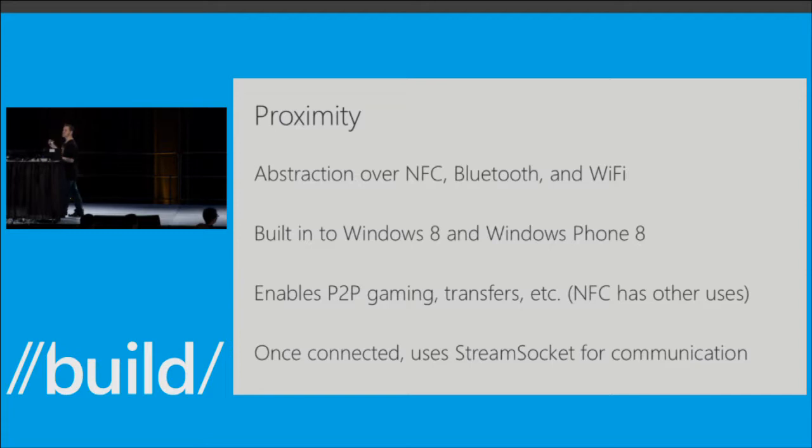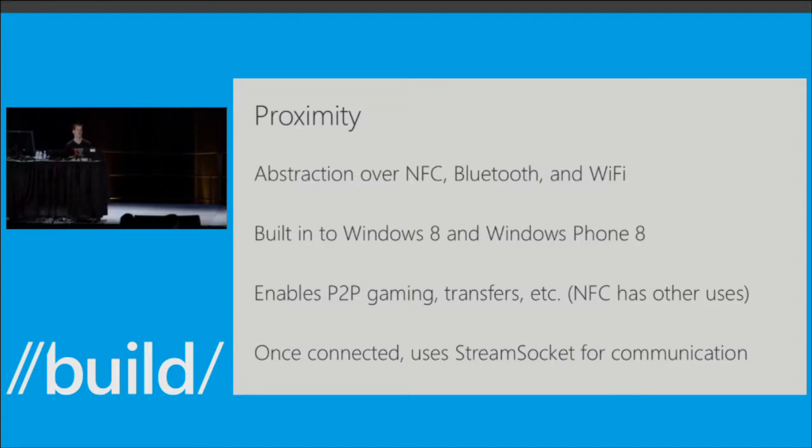NFC as a specific technology has other uses. You can read and write tags, for example. In some countries, you can pay for goods and services with it. Sean McKenna, who's sitting in the back, will talk a little bit about this in his talk later on. But we're not going to look at those NFC-specific scenarios. We're just going to talk about proximity in general. And once you've connected with the proximity APIs, they use the stream socket for communication. So just like I showed you, simple reading and writing of bytes is all you need to do to talk across 2 devices.